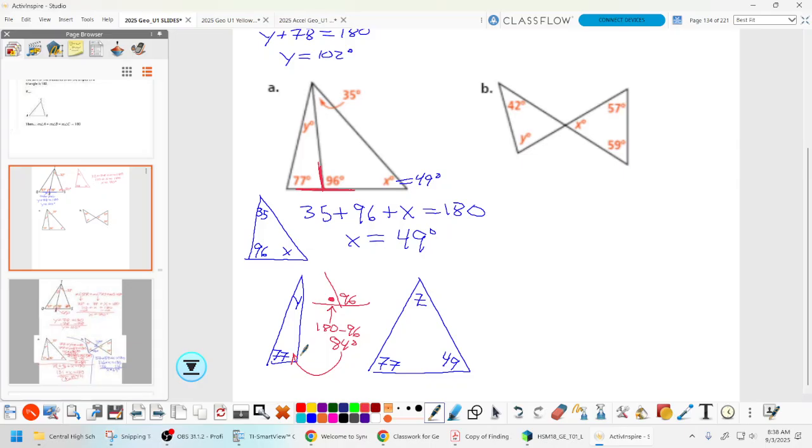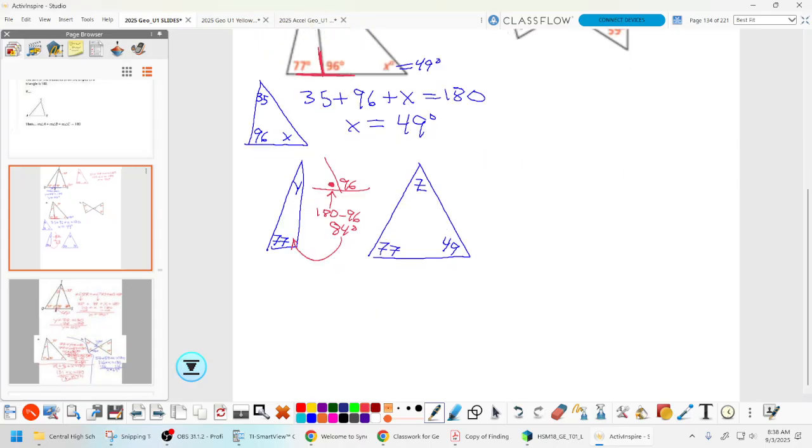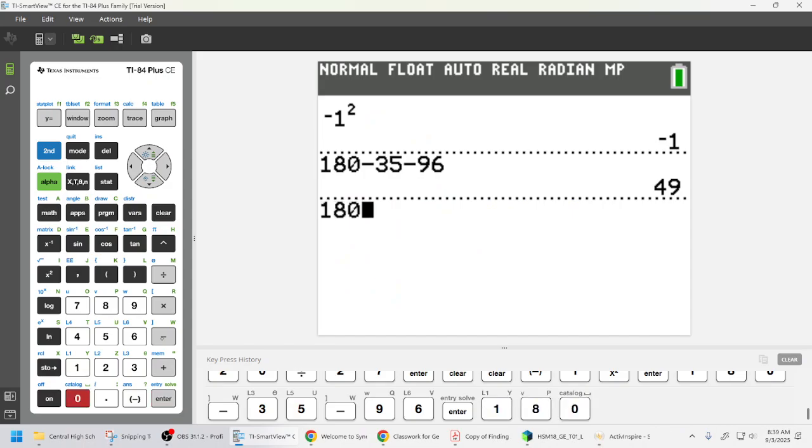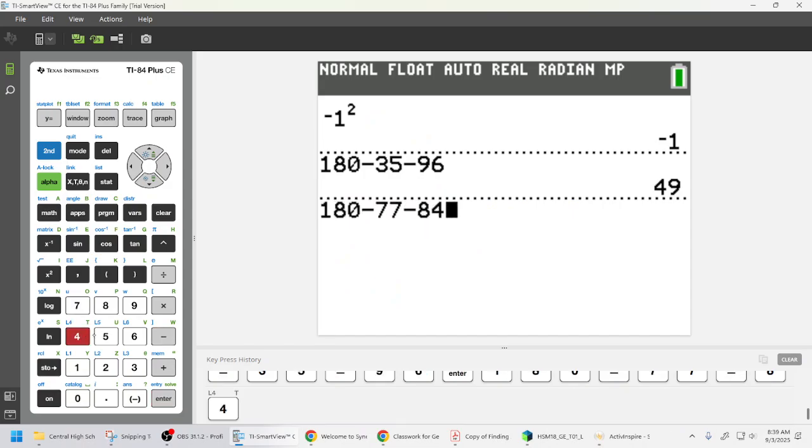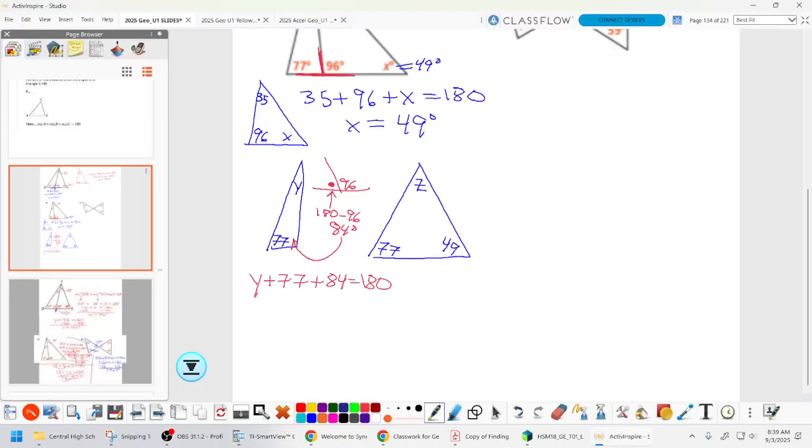Now we have two angles that we can use to solve for y. So y plus 77 plus 84 equals 180. Again, we subtract those two. 180 minus 77 minus 84. Now we get 19. And it looks like it should have been a pretty small angle.